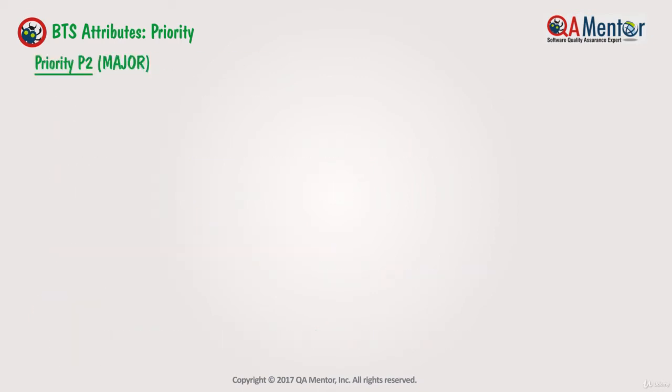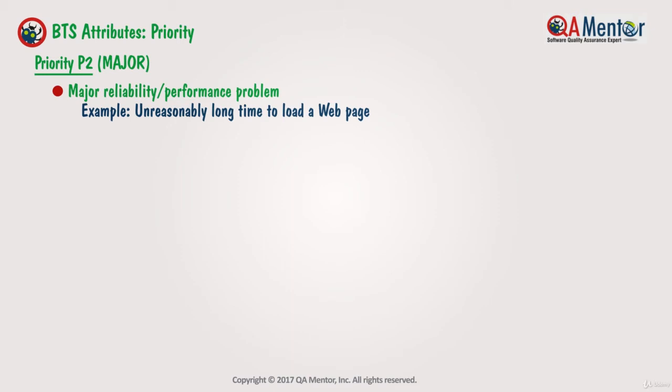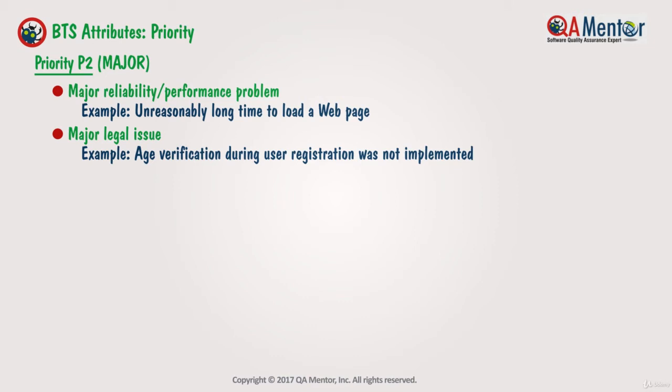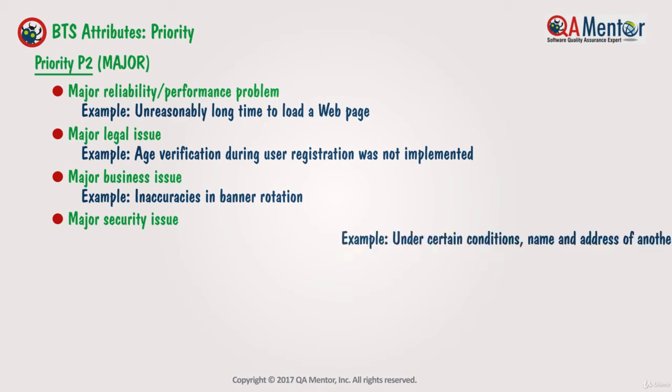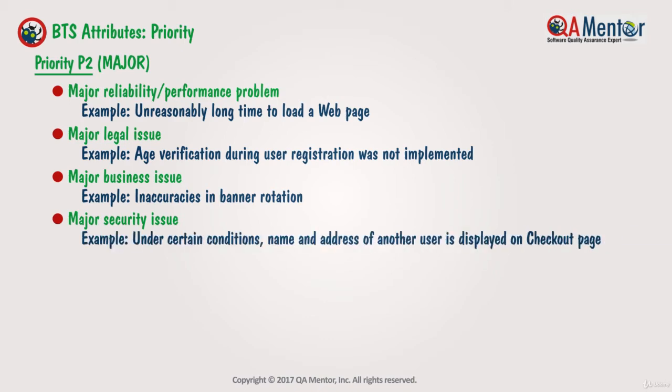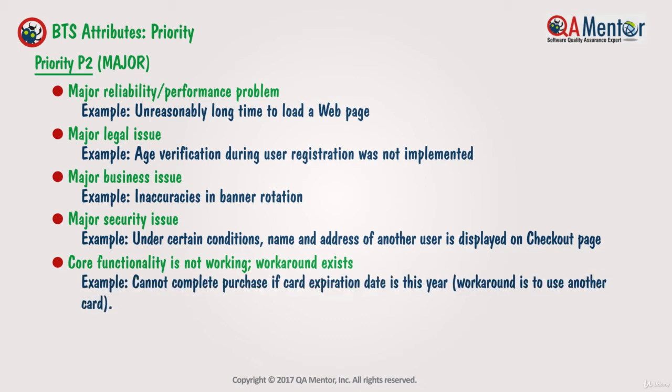Priority P2, Major. Major reliability, performance problem. Example: unreasonably long time to load a web page. Major legal issue. Example: age verification during user registration was not implemented. Major business issue. Example: inaccuracies in banner rotation. Major security issue. Example: under certain conditions, name and address of another user is displayed on checkout page. Core functionality is not working, workaround exists. Example: cannot complete purchase if card expiration date is this year. Workaround is to use another card.